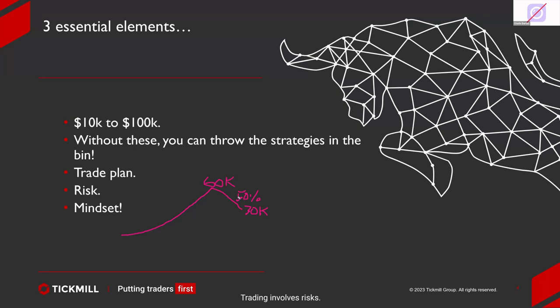So anyway, I went from 60,000 back down to 30. You've got to have a strong mindset to be able to deal with that and then trade out of it, back up, and get to the 100K. And there's a lot that goes on with mindset. When you go through a losing period, not allowing it to affect you, and then getting maybe too cautious or too fearful, all those sorts of things.